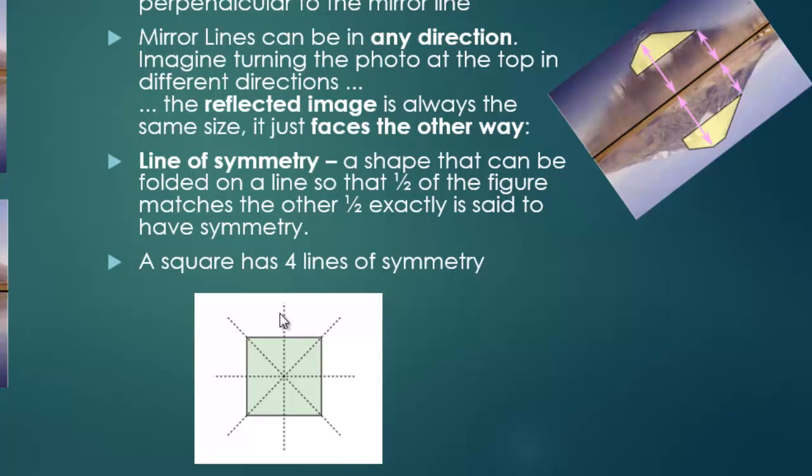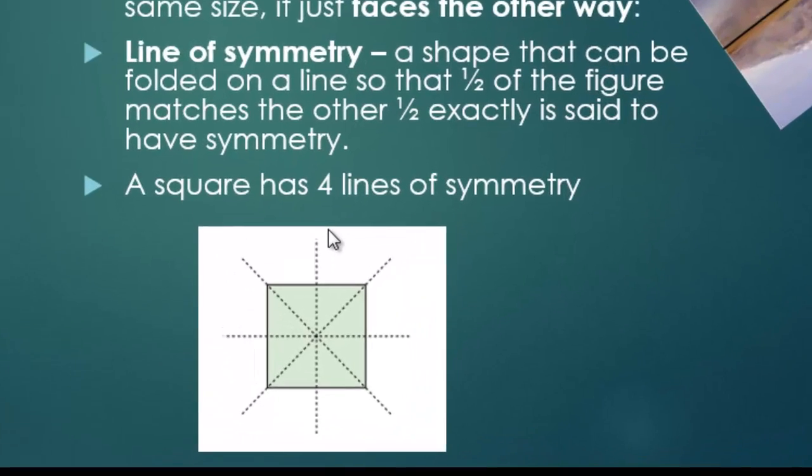So a line of symmetry is something that we looked at a little bit in the last class when you guys made that 16-sided shape. It asked you to describe that shape, and that particular shape was a 16-sided shape, but it also had 4 lines of symmetry. So a line of symmetry is being able to fold a shape on a line so that exactly half the figure matches the other half.